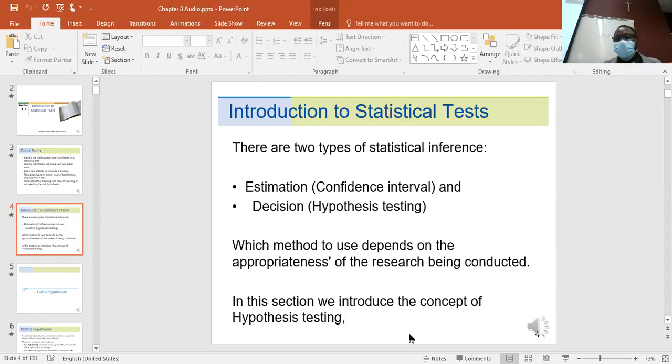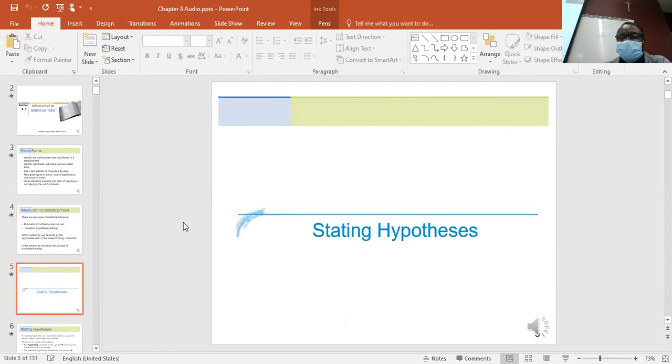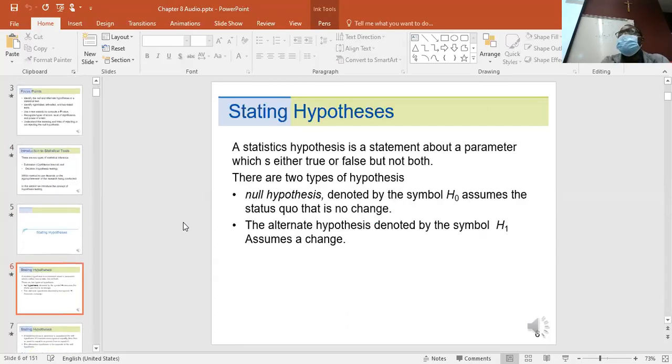So we are going essentially to make a decision, either to reject or not to reject the statement. There are two types of statements in statistics. The first one, which is called the null hypothesis, assumes the status quo. It assumes that things are just the way they are.